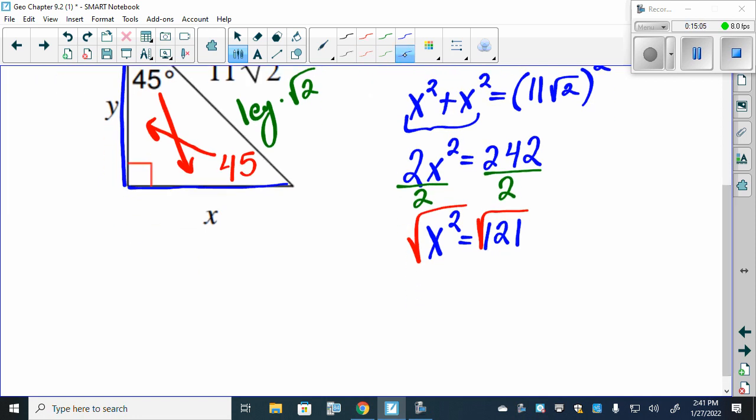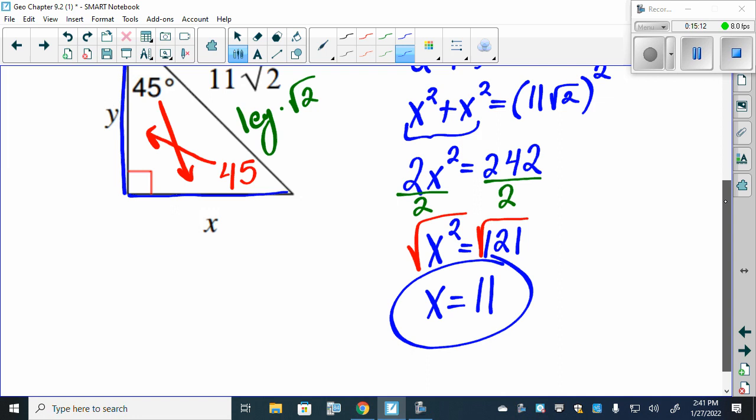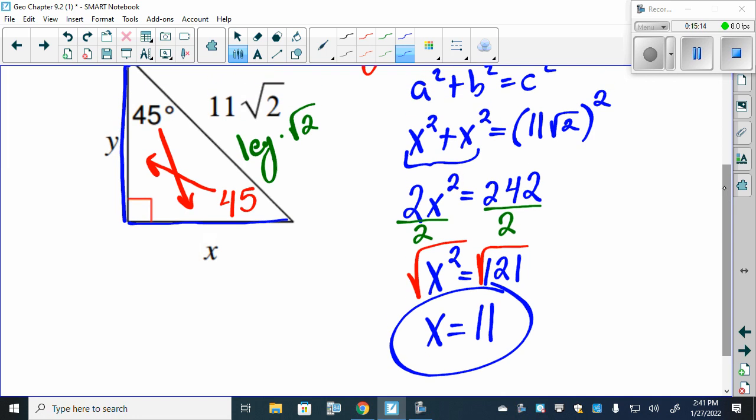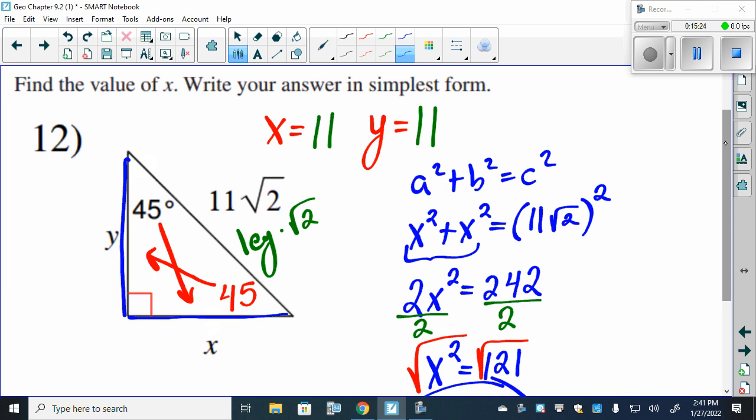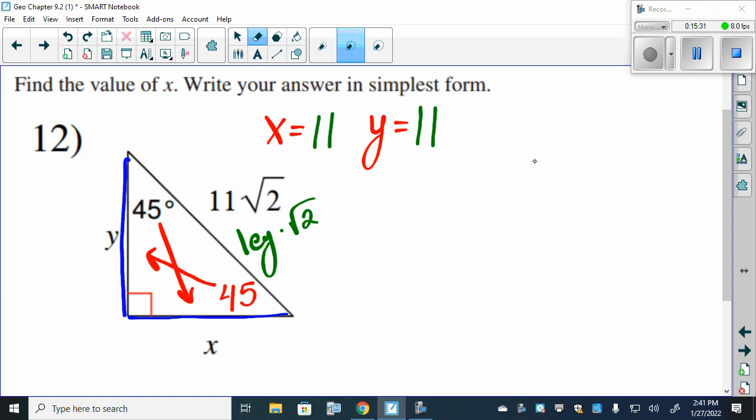And the square root of 121 is? So the two side lengths are 11 and 11. Any questions on this here? Well, I want to look at this again.